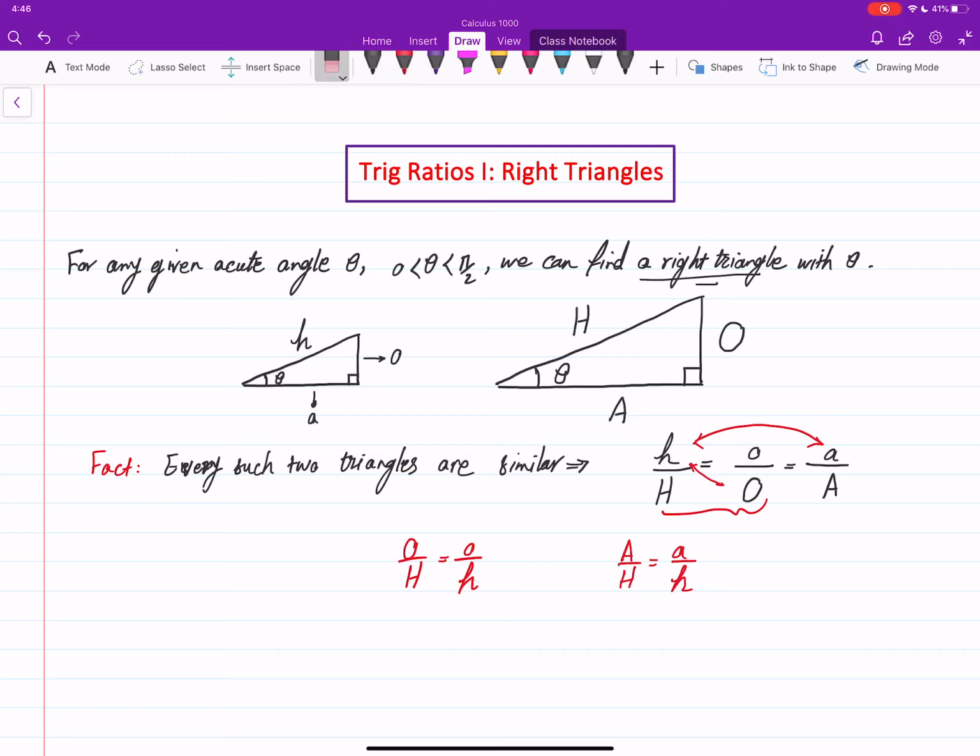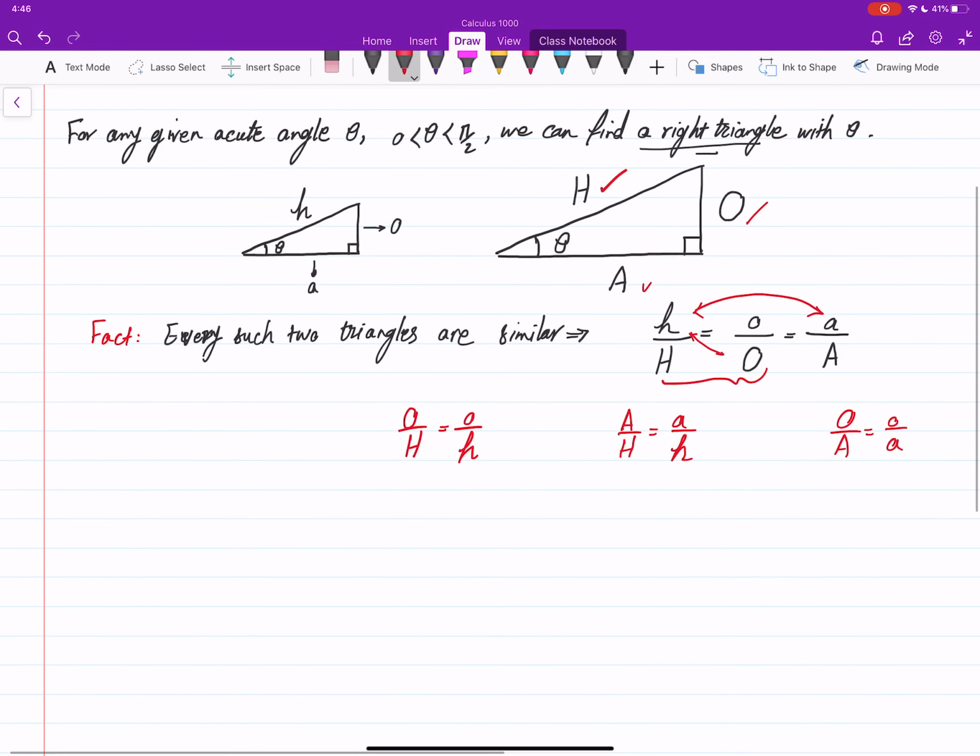And also opposite over adjacent of such triangles are going to be the same. No matter, O, A, H are going to be different things, but the ratios are going to be the same. That's where trigonometric functions come in and say that, okay, then we take it.